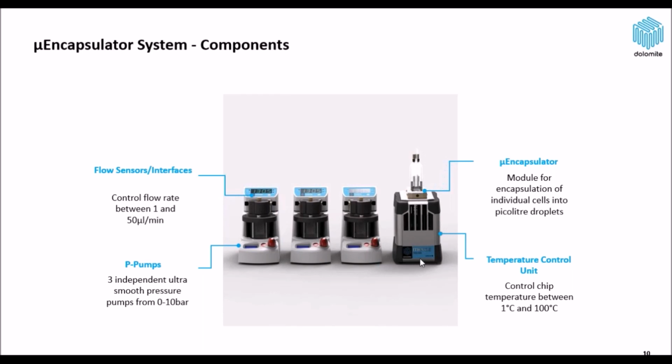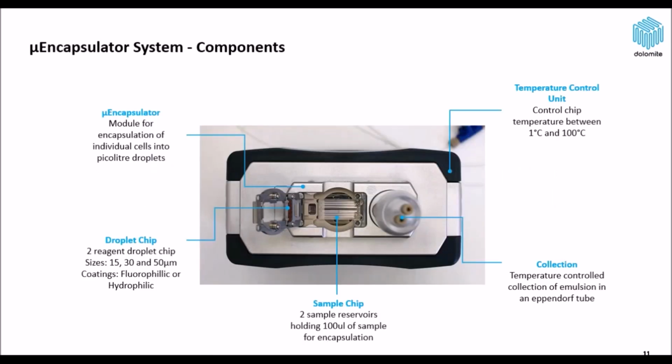And then we have our temperature control unit here, which allows you to control temperature from 1 to 100 degrees, especially if your assay is temperature sensitive. Above the TCU, we mount our microencapsulator module, and this is where our droplet junction chip and your reservoir chip, where you load your cells and beads, are loaded.